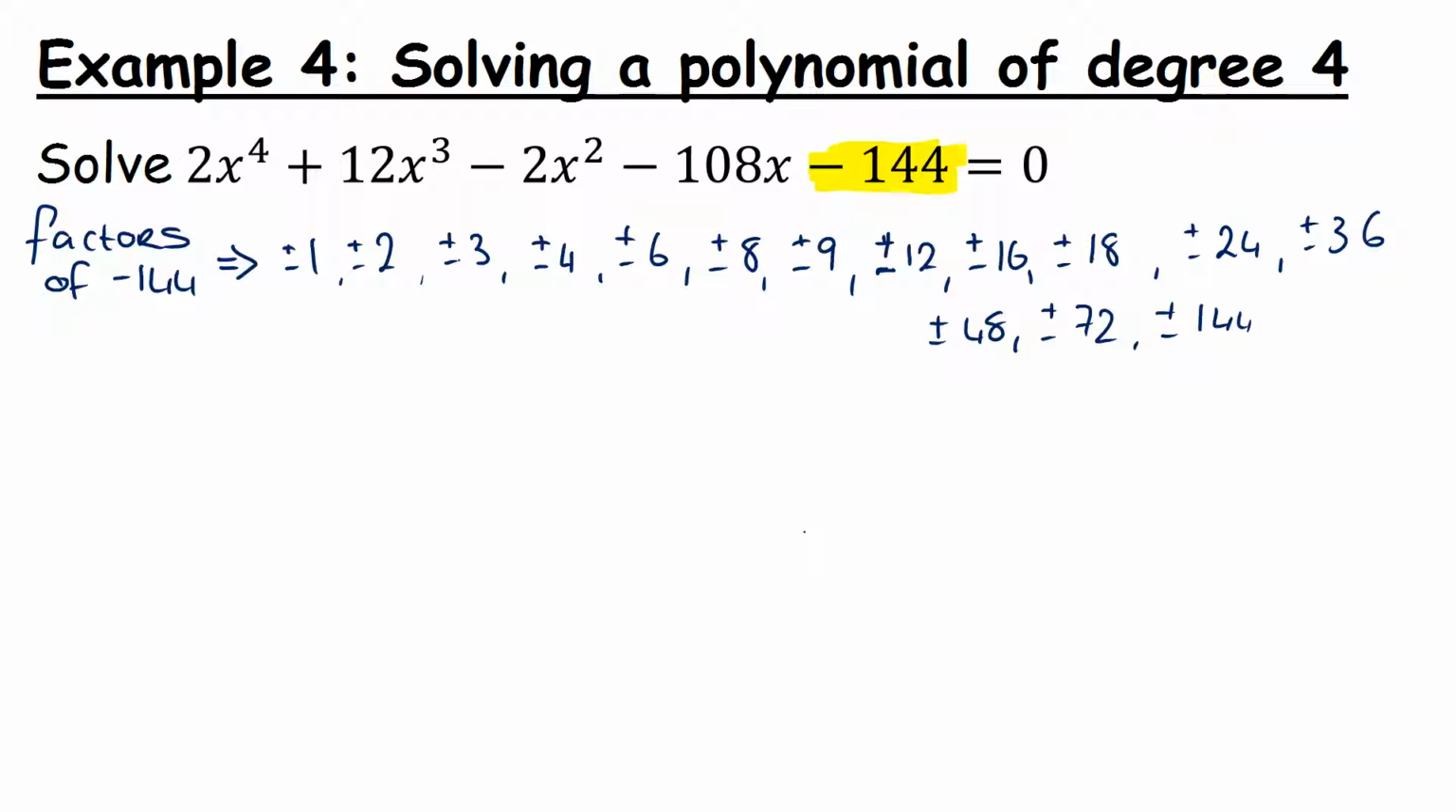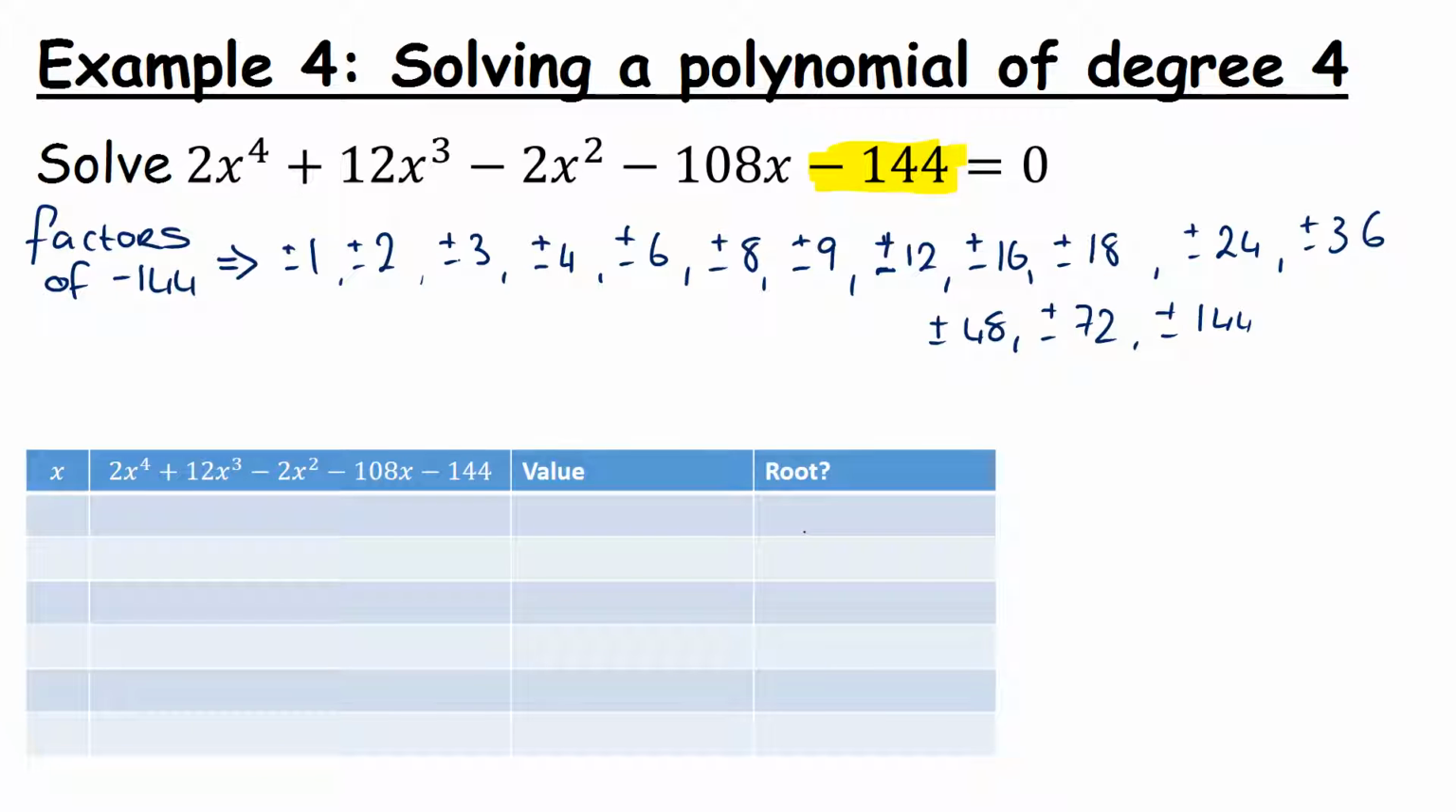Okay, so in the previous example, we used a bit of workings, and there was about 3 lines for each. Now, given the number of factors that we have here, a table will probably be the easiest way to do this. So I'm going to use a table like this and fill in my values for x. I'm going to try +1, then -1, then +2, then -2, +3, and -3. Now, if I find my root, I obviously won't continue.